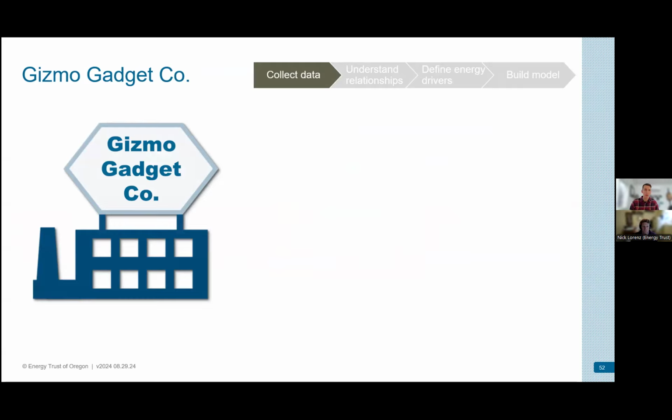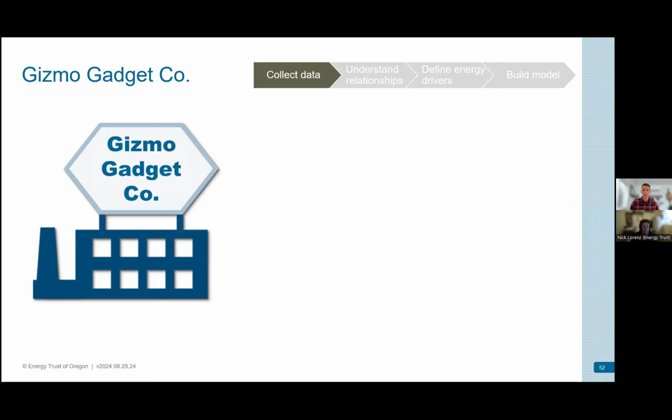They typically operate 24 hours a day, 5 days a week, but it can vary. And Gizmo Gadget Company gave us a couple of years of historical energy and production data. So what we need to figure out is which energy drivers should we use in the energy model? That is, what independent data streams like production and weather and operating schedule are the most capable of predicting energy use for a given day.